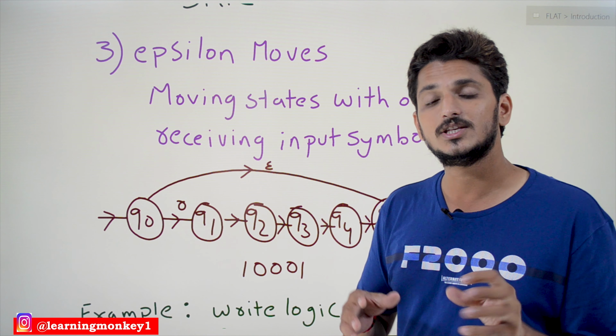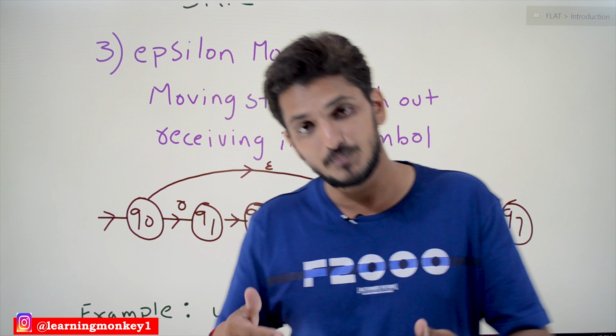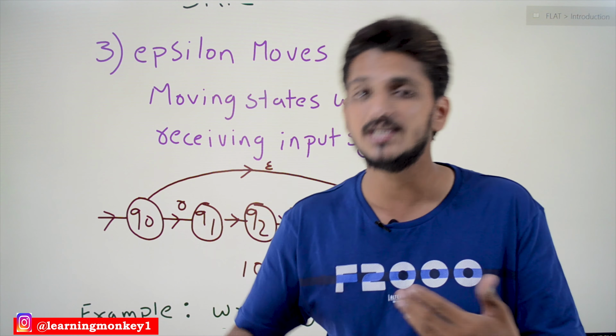Writing logic using epsilon moves is a bit easy. So writing logic in NFA with epsilon moves or NFA is a bit easy when compared to DFA. But remember one point, we discussed in our previous classes, that implementation of NFA is not possible in real time.